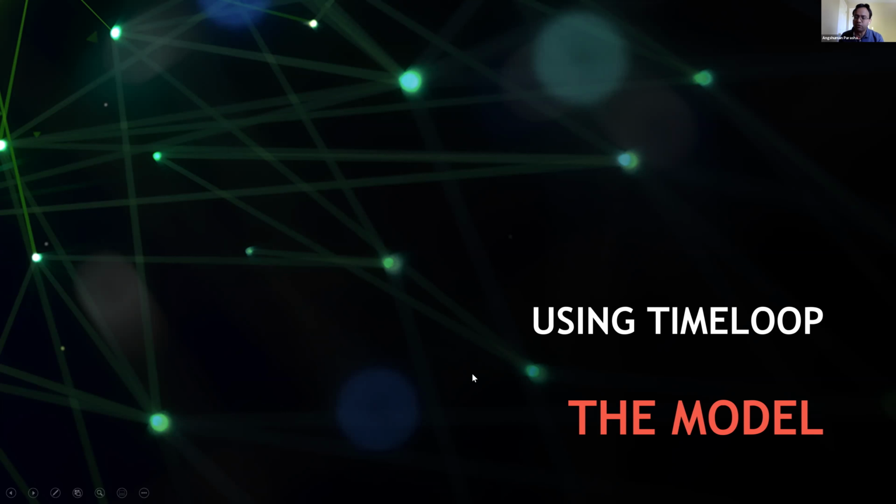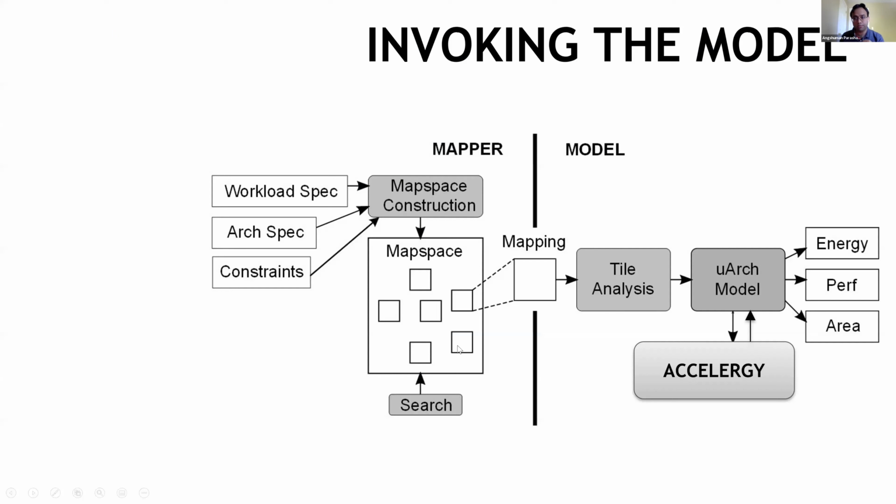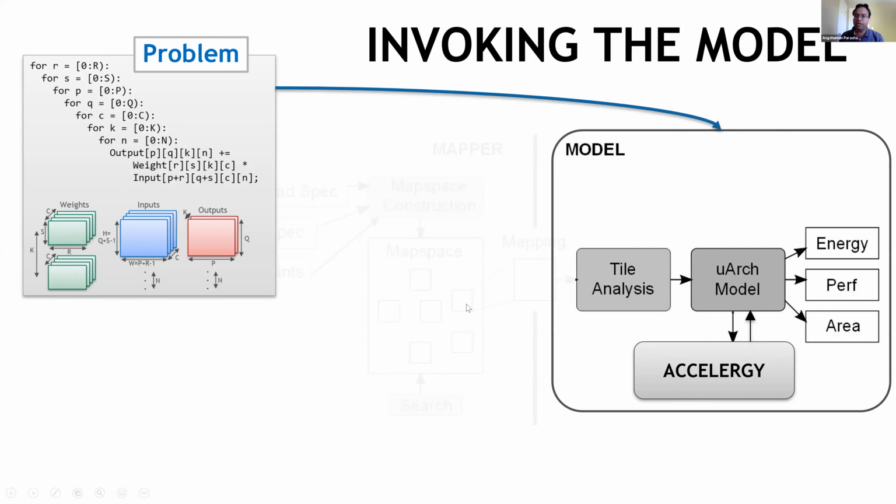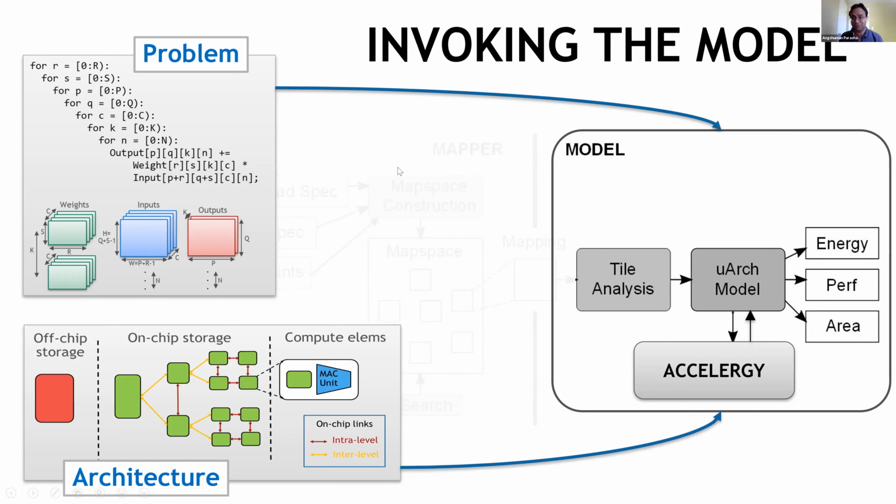Okay, so let's focus on how you use the Timeloop model. So we will be ignoring the mapper for now and just talking about invoking the model. And so we're focusing on the model. So what do you need in order to invoke the model? You need to give it a problem, which is what is the algorithm you're trying to map? And this is an example of a CNN layer. You need to give it an architecture, of course. That's the architecture you're trying to model.